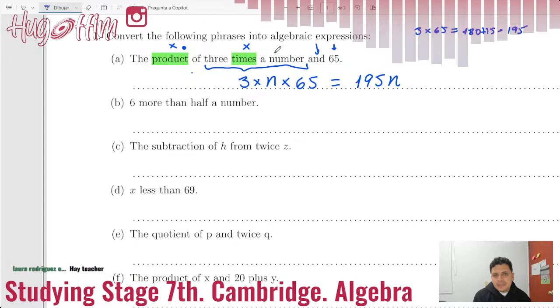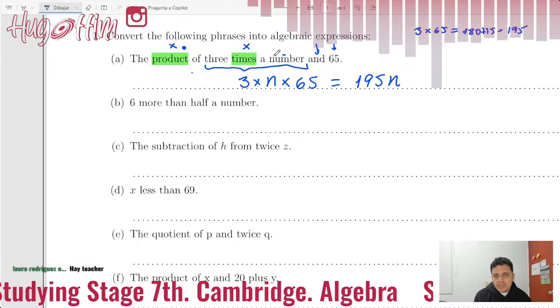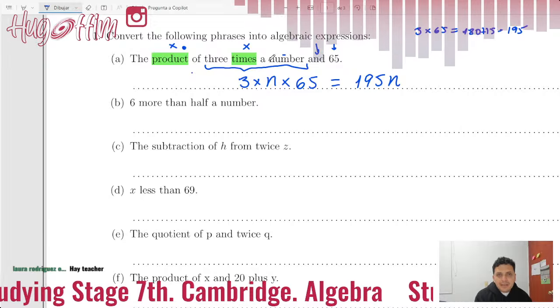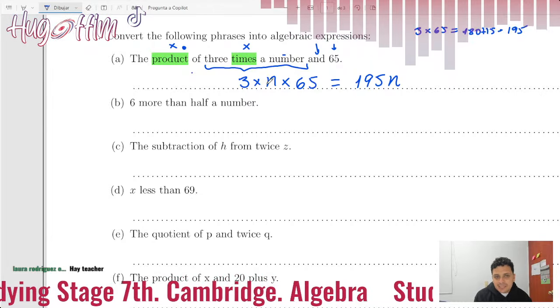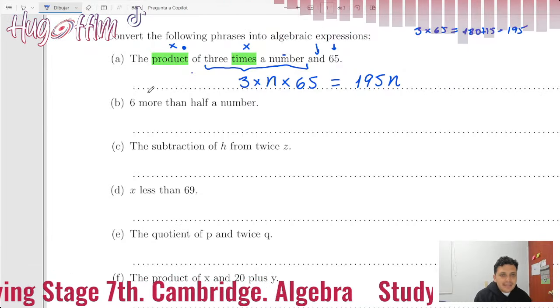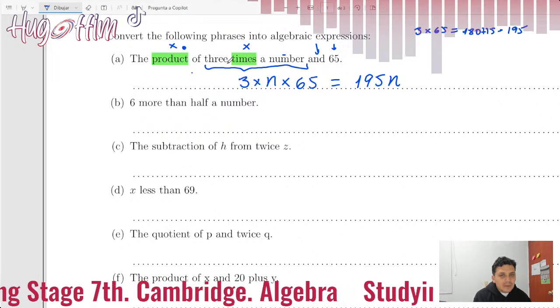We put the coefficient first and then the variable. So the number could be n, or f, or a, or b, the variable you want. In this case, I'm using n. And this is how you work out this type of situation.